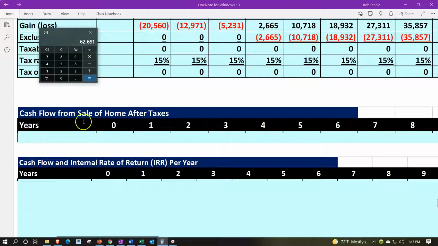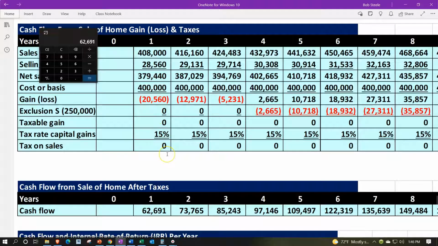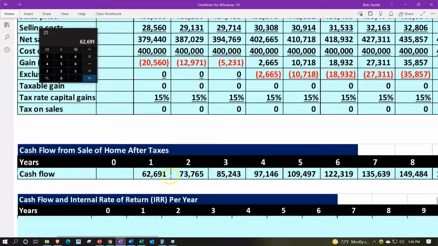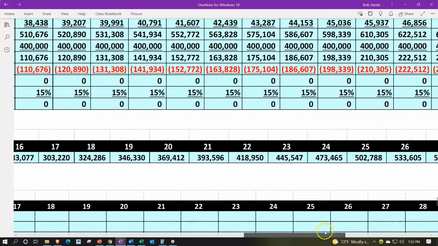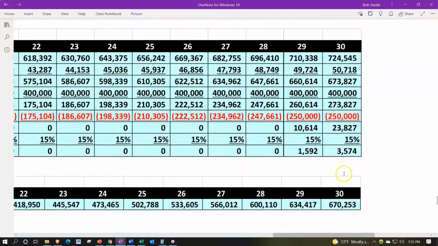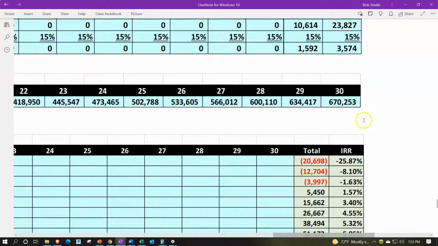So then we've got the cash flow after taxes, which until years 29 or 30 is in essence the same, because we're taking the $62,691, for example, plus 0 or minus 0, and that would be the $62,691. It's the same all the way until you get to the last couple years here, where we had those tax implications. So now we've got a difference in the cash flow due to the tax implications out there.